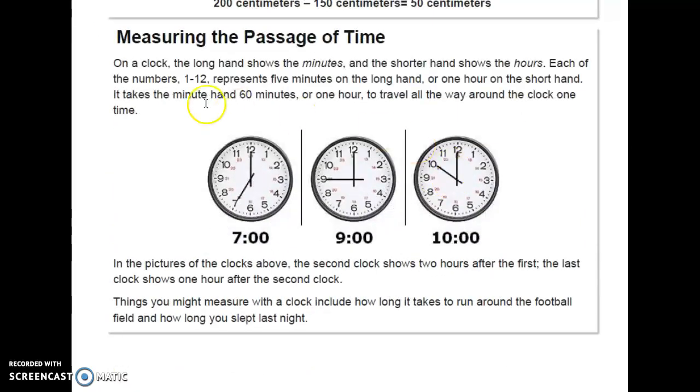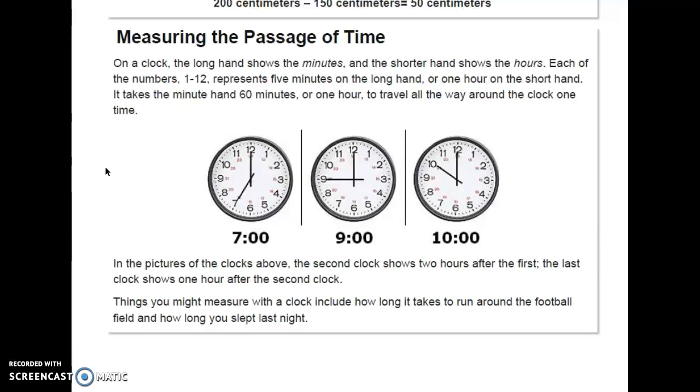Measuring the passage of time. On a clock, the long hand shows the minutes. Long hand, long hand, long hand. And the shorter hand shows the hours. Each of the numbers 1 to 12 represents 5 minutes on the long hand, or 1 hour on the short hand. It takes the minute hand 60 minutes, or 1 hour, to travel all the way around the clock one time.